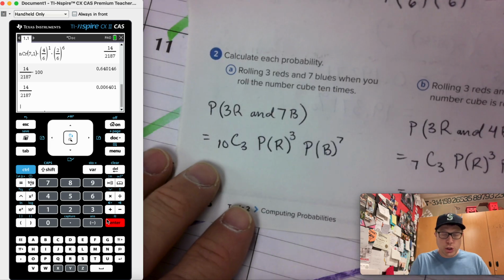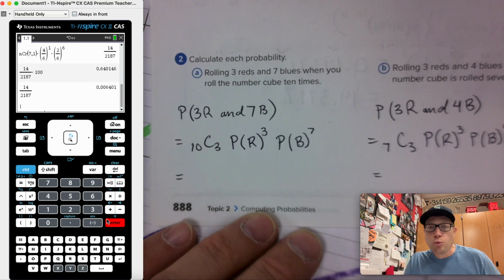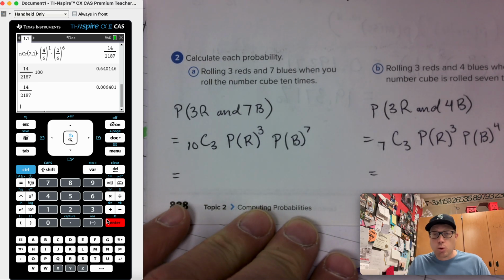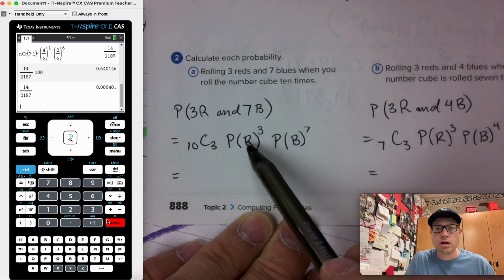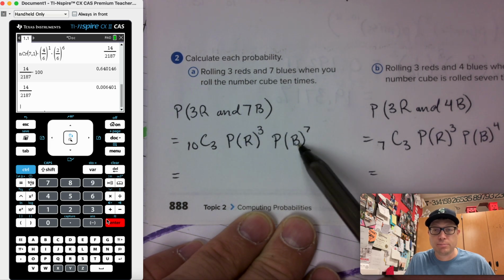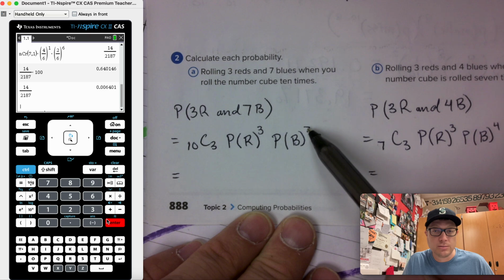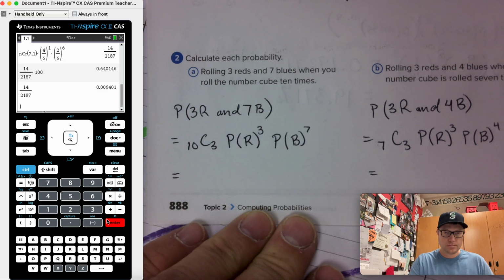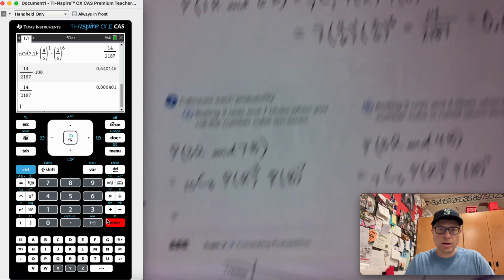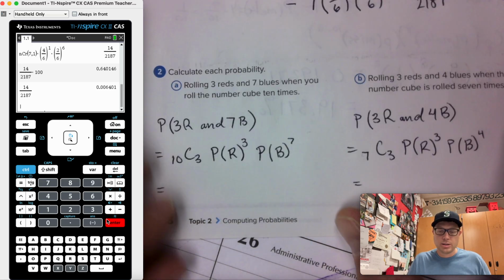In question 2, same idea. Rolling 3 reds and 7 blues, rolling the number cube 10 times. 10 choose 3. Probability of red, 3 times. Probability of blue, 10 minus 3, 7 times. Calculator time. I need this to go here. I need this to go like so.